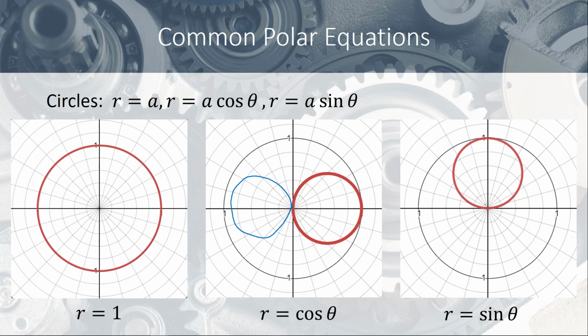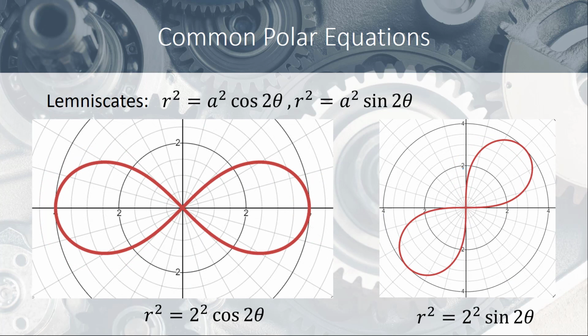Similarly, for the case of r is equal to a sine theta, we once again have a circle. It is of diameter a, but if a is positive, it will go up the y-axis. One end will be at the origin, and it will go up the y-axis. If a is negative, it will go down the y-axis. But once again, a in this scenario is the diameter, so the radius would be a over 2.